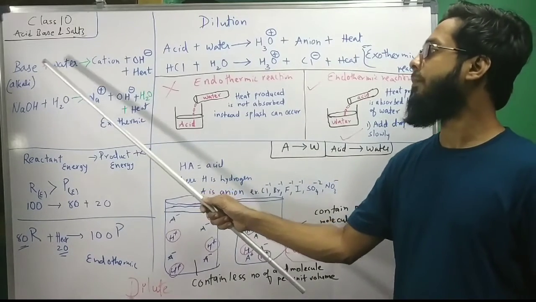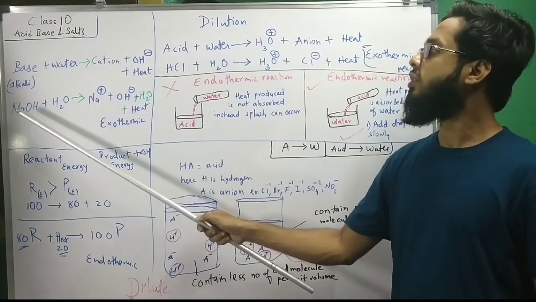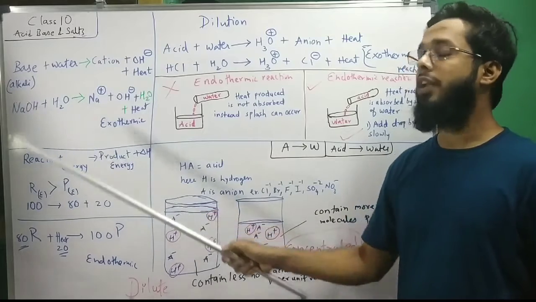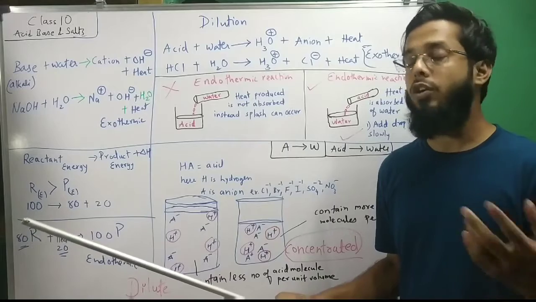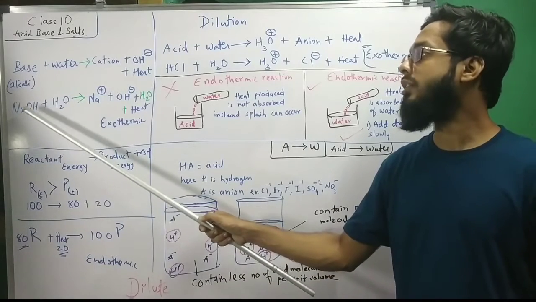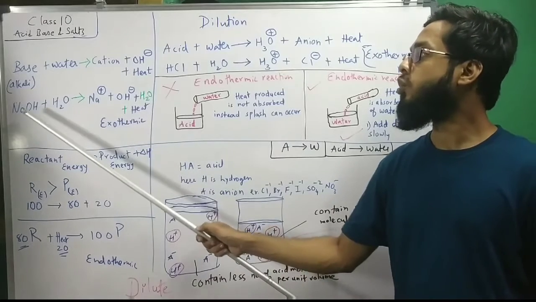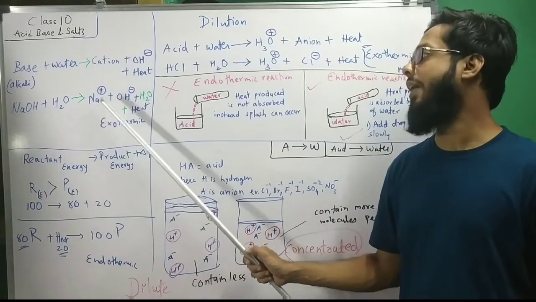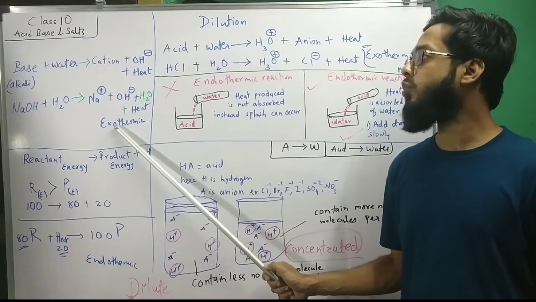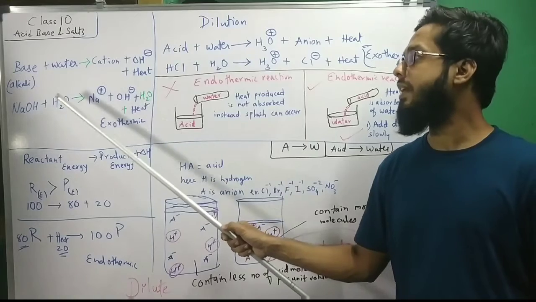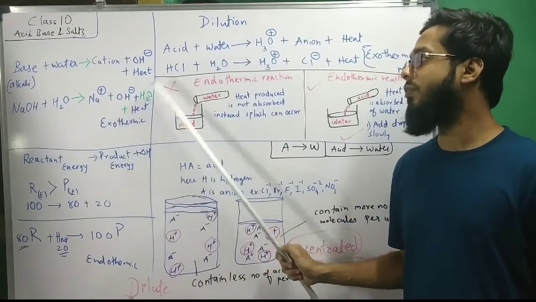In the same way, base plus water gives cation plus hydroxyl ion and heat. Let's take an example, NaOH. Generally alkalis are soluble in water and insoluble bases are not soluble in water. So we'll take an alkali, sodium hydroxide plus water, and we get sodium ion plus hydroxyl ion. So sodium hydroxide just gets ionized in water and heat is released, and it's an exothermic reaction. We must understand that the reactant's energy is more than the product's. That's why heat is evolved.